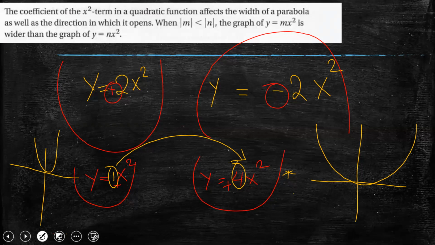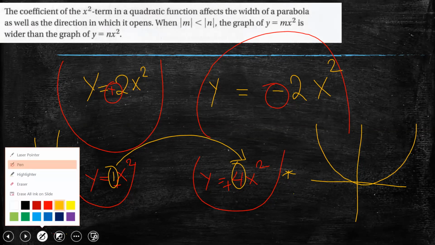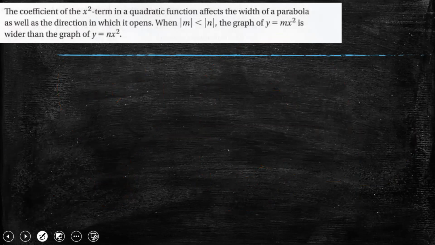How can I know? Shall I graph to know this? No. How should we know? They told me that if the absolute value of m is less than the absolute value of n, that means the graph of y equal mx squared is wider than the graph of y equal nx squared. What does it mean? Okay.